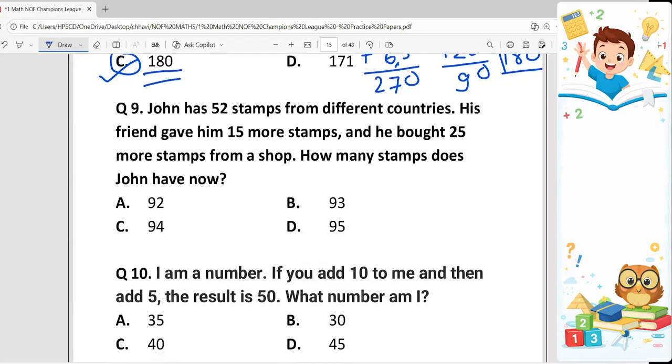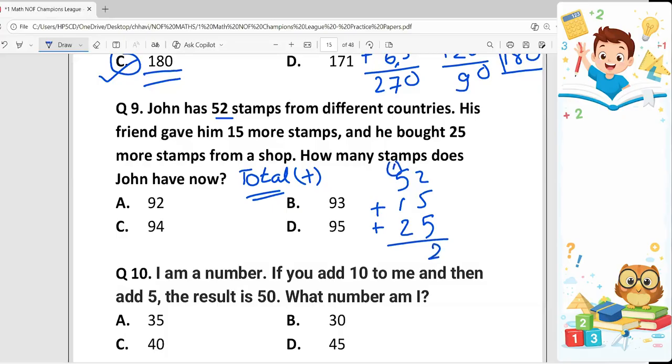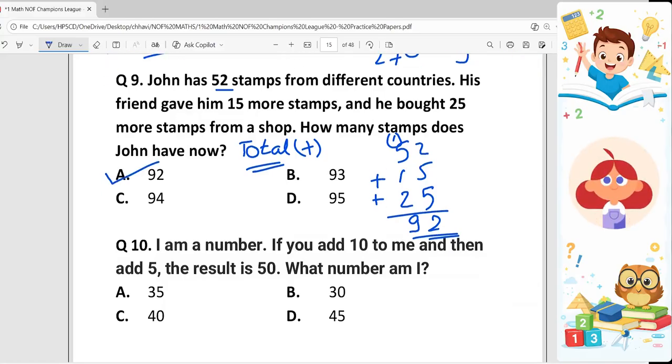Ninth one. John has 52 stamps from different countries. His friend gave him 15 more stamps and he bought 25 more stamps from a shop. How many stamps does John have now? Now means how many John has? So we have to find the total. Total is again we have to add it. So we will add 52, 15 and 25. 5, 5, 10 and 2, 12, 1 carry, 5, 6, 7, 8 and 9. So 92 is the correct answer and this is option A. So option A is the correct answer, 92.